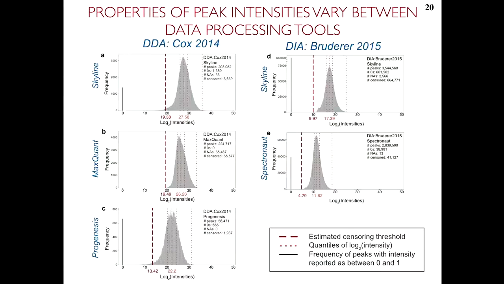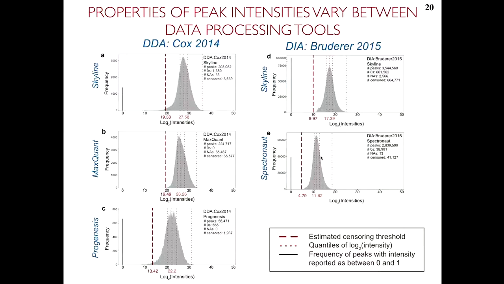And so these are two data sets. They are both controlled mixtures. This data set is the DDA data set from the LFQ paper by Jurgen Cox. It was a 1-to-3 dilution. And this is a spiking experiment from one of the papers by Agnosis. And so what we decided to do is to process this data with multiple tools. This DDA data set was quantified with Skyline, MaxQuant, and Progenesis. And this was quantified with Skyline and Spectronaut.